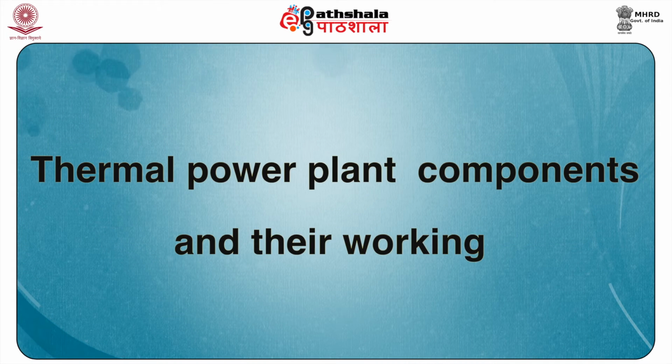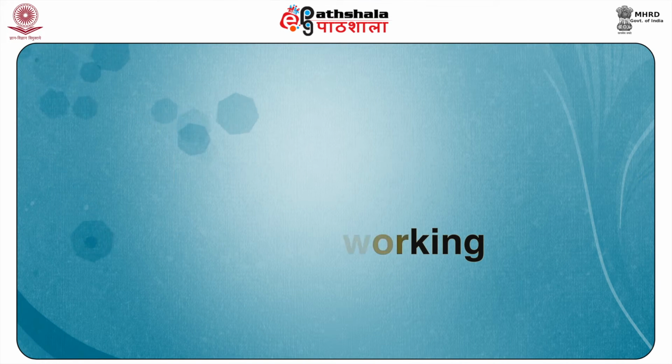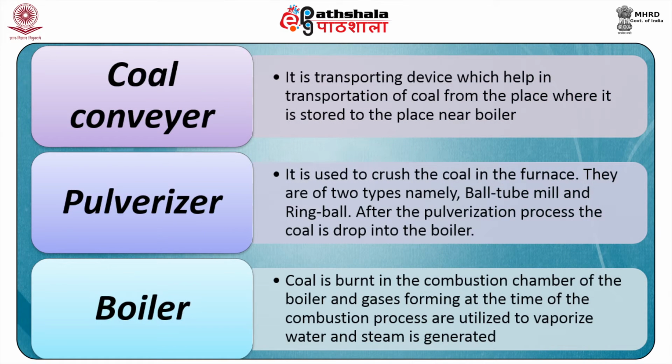Thermal power plant components and their working. First, coal conveyor. It is a transporting device which helps in transportation of coal from the place where it is stored to the place near the boiler. Second, pulverizer. It is used to crush the coal before the furnace. They are of two types, namely ball tube mill and ring ball. After the pulverization process, the coal is dropped into the boiler.